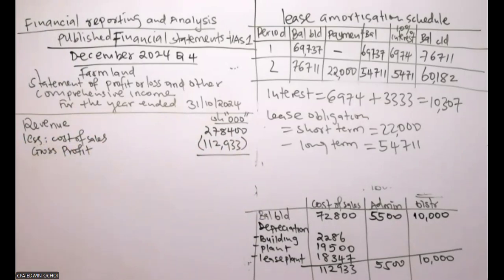After gross profit, there's investment income. I saw it somewhere. Income from investment.